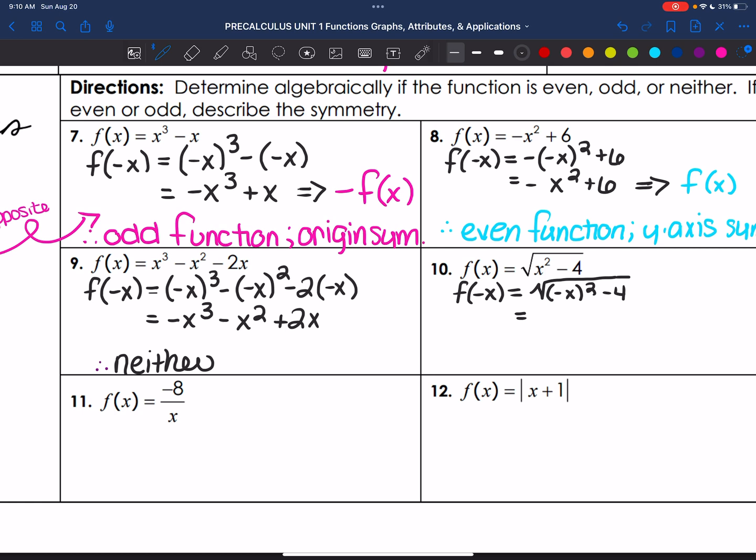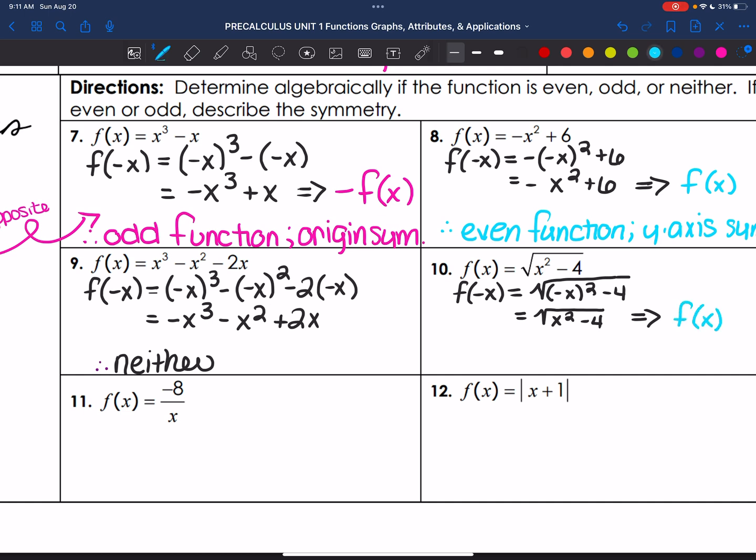All right, so when we square a negative, what happens, y'all? It's going to be positive. The second term didn't change at all. So what does that imply? How does that compare to the original function? It is the exact same as our original function.